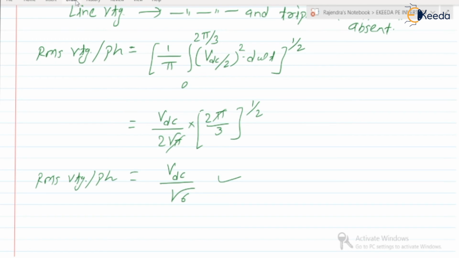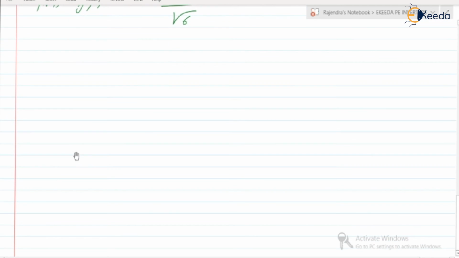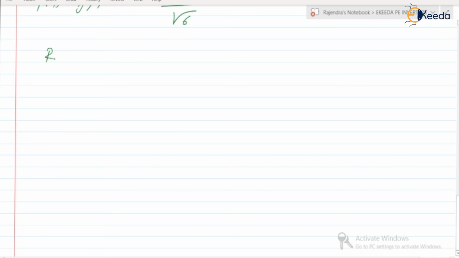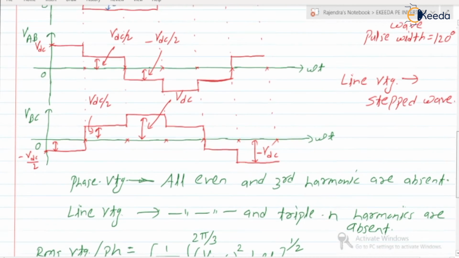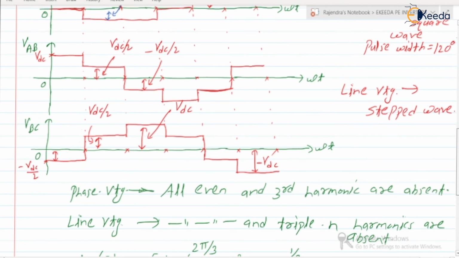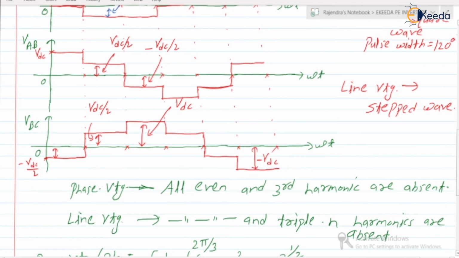Next, what about the RMS value of the line voltage? We can write the RMS line voltage. The RMS value of the line voltage, you can check either for VAB or VBC, etc. For any of them you can check. Either we can take 0 to pi or 0 to 2 pi. For both intervals you will get the same answer.